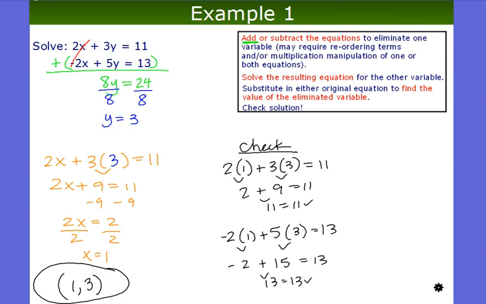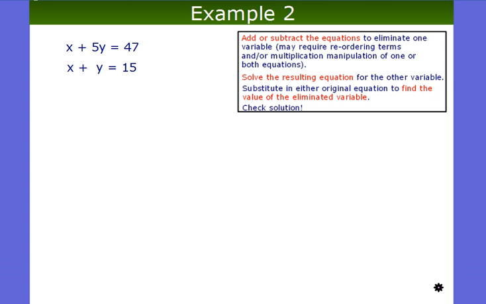All right, so let's go ahead and take a look at the second example. So the second example is x plus 5y equals 47 and x plus y equals 15. So we've got to determine if we need to reorder, do multiplication, or if we could just add or subtract. I don't need to reorder because it has x first, y second, and then the constant in both of them. I don't need to do multiplication because I see a variable that has the same coefficient, and that's the goal when we're doing multiplication, is get a variable that has similar coefficients.